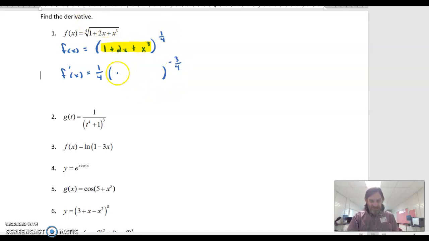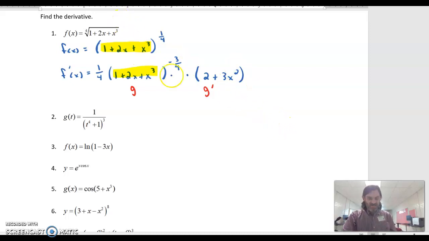Now, the inside part, which we usually think of as the g function, or u, is 1 plus 2x plus x cubed, and it stays inside. On the outside would be the g prime, so we're going to put the derivative of that thing on the outside. The derivative of 1 is 0, the derivative of 2x is 2, and the derivative of x cubed is 3x squared. So there we have the setup.